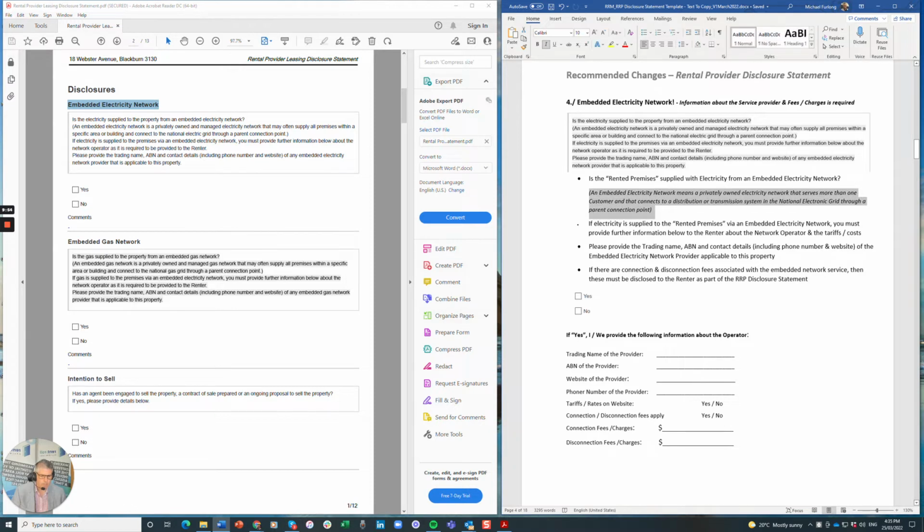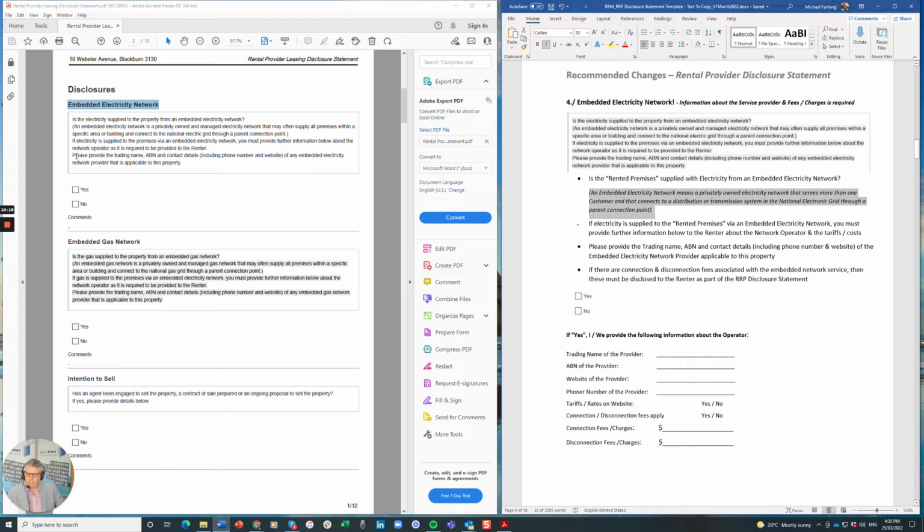underneath. And then if the electricity is supplied via embedded network, please provide embedded network disconnection fees. If there are connection and disconnection fees associated with the embedded network service, then these must be disclosed to the renter as part of the disclosure statement. Okay, so what we usually get is a tick yes and then nothing else. So then what happens is the agent has to go and follow up all this other information.